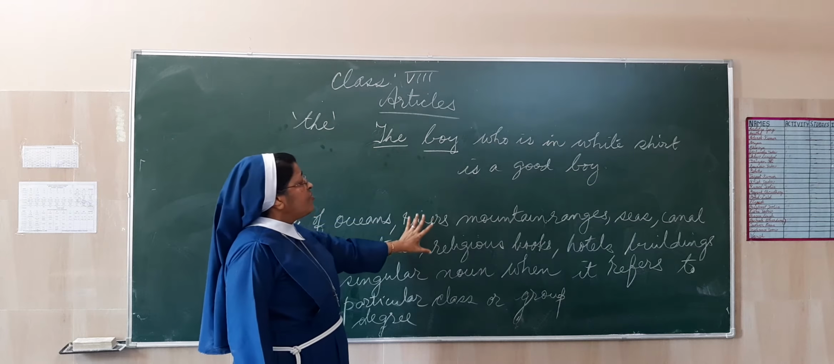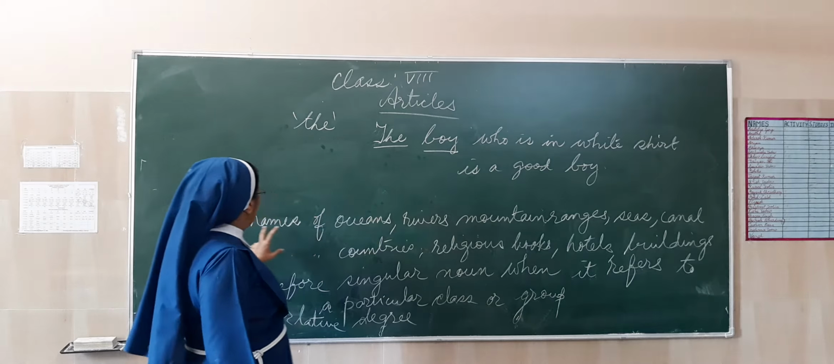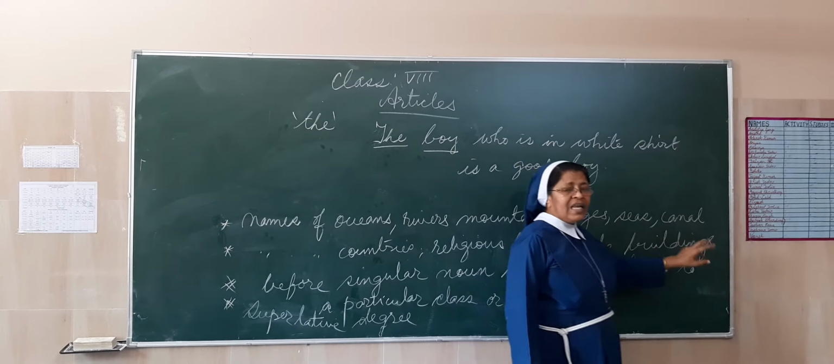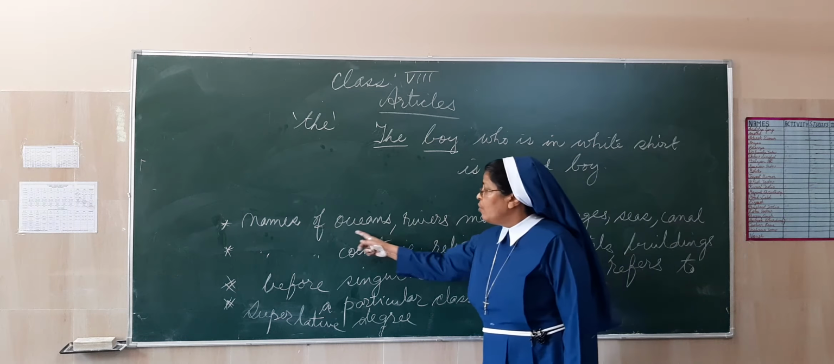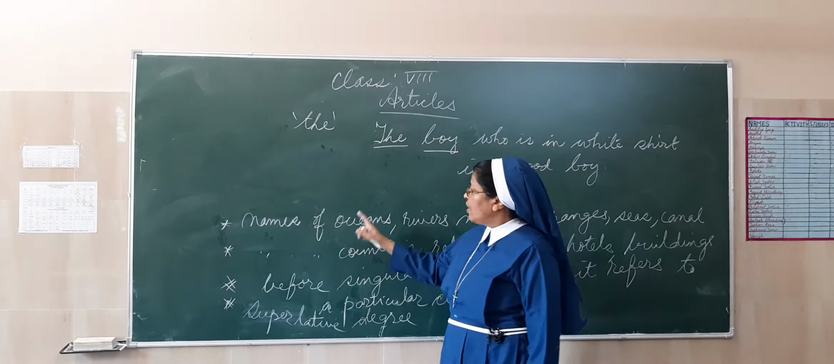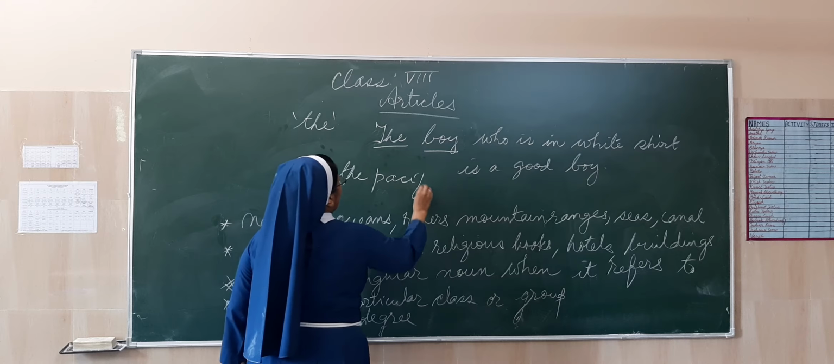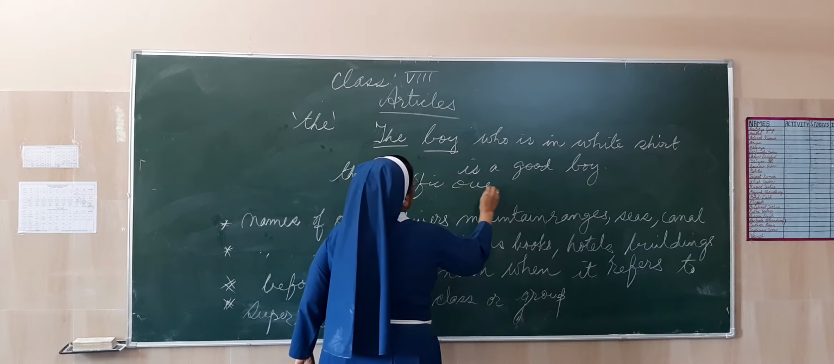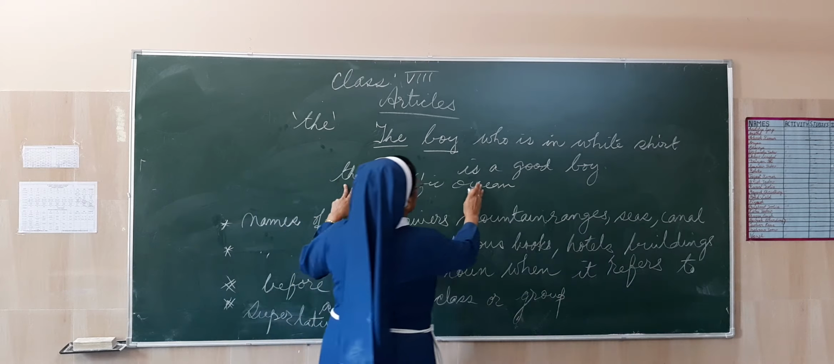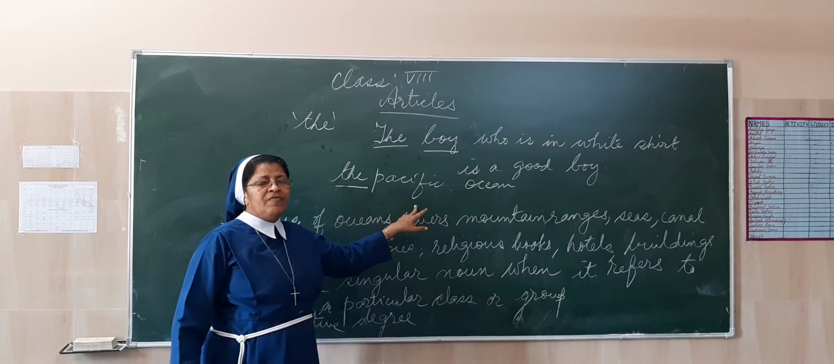Now, which are the places where we are supposed to use the word the? Kindly pay attention here. The first one: names of oceans, rivers, mountain ranges, seas and canals. When we have to mention the name of an ocean, you don't say Pacific Ocean, you say the Pacific Ocean. So we use the article the there. Here we are using the word the.